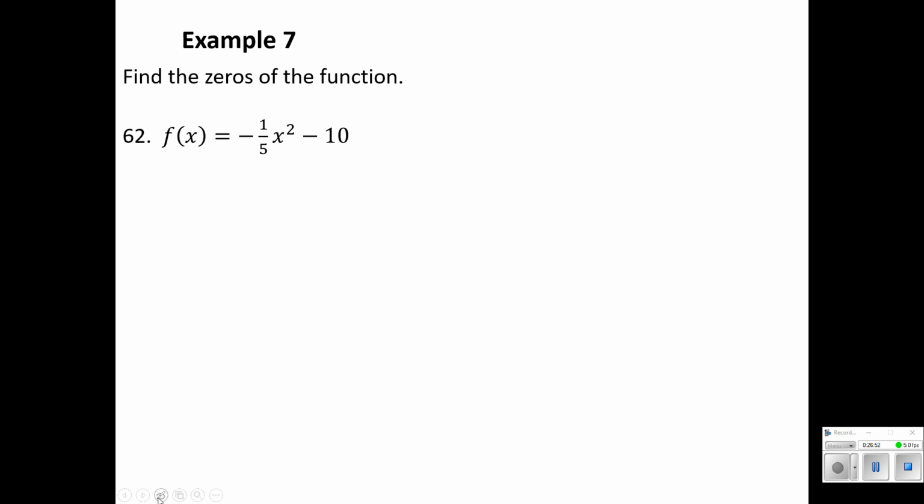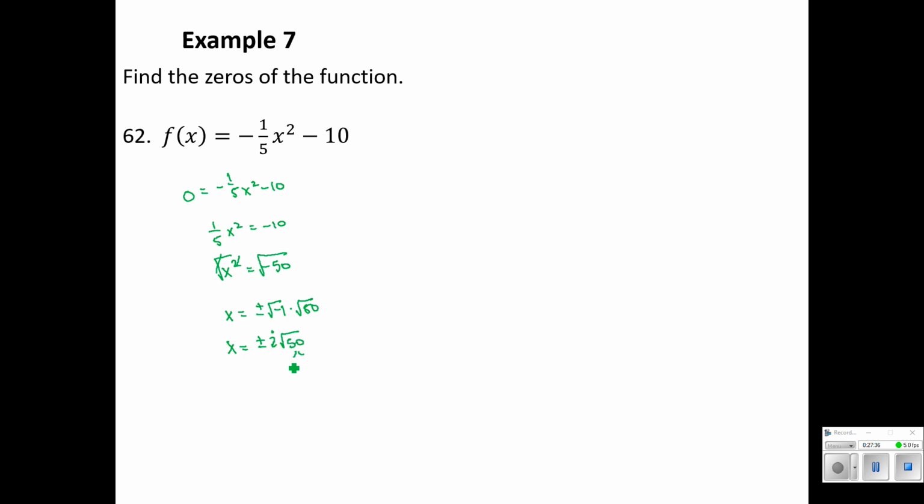Example 7, find the zeros of the function. Zeros of the function mean where does f of x equal 0? So 0 equals negative 1/5 x squared minus 10. Let's add 1/5 x squared to both sides. Then we want to isolate our squared variable, so we can use the square root solving method. Multiply both sides by 5. We'll square root both sides. So x equals plus or minus the square root of negative 1 times the square root of 50. That's x equals plus or minus i root 50.